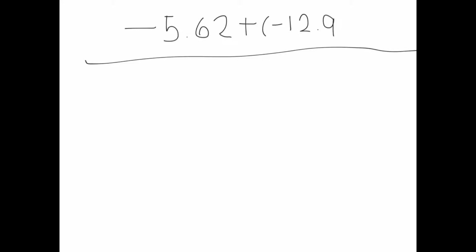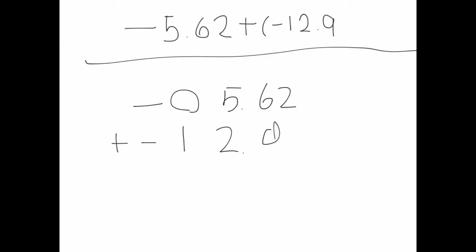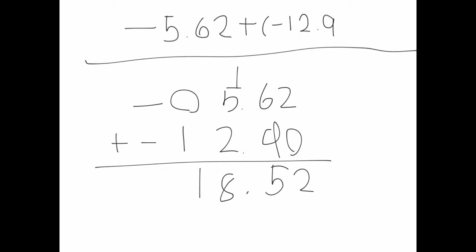When adding decimals, you need to make sure that you line your decimals up. And then you add like normal. And bring your decimal straight down. And since there are two negative numbers, my answer is negative. And you use zeros as your placeholders. And my answer is negative 18.52.